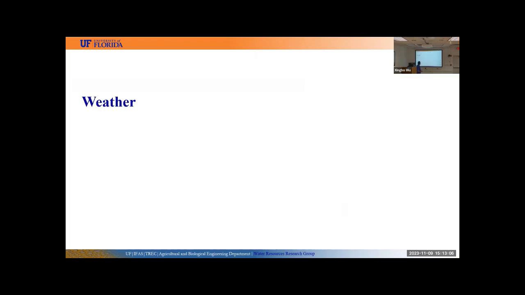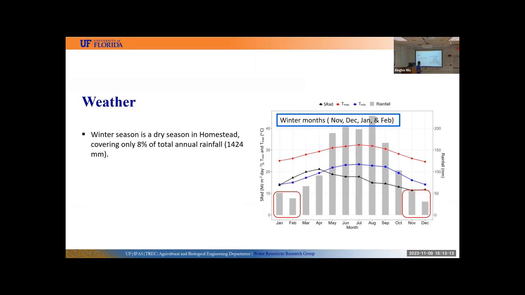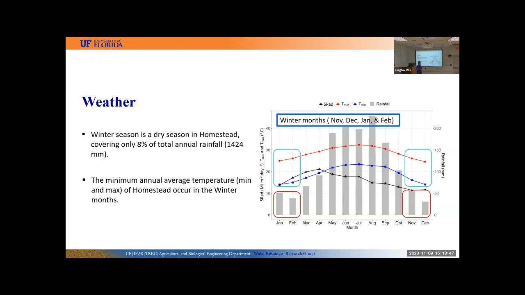Let's talk about the weather of our experiment site, Homestead. Winter season is a dry season in Homestead. It only receives 8% of the annual average rainfall, which is 1,400 millimeters. That's why we conducted our research project during this period. November, December, January, and February are the months included under winter months. And as you see on this figure, these months received less rainfall compared to the other months in this region. Obviously, these months also have lower average temperatures compared to the other months of the year.